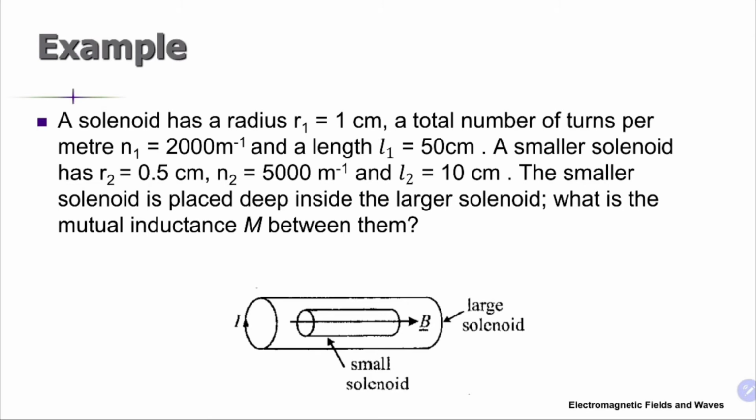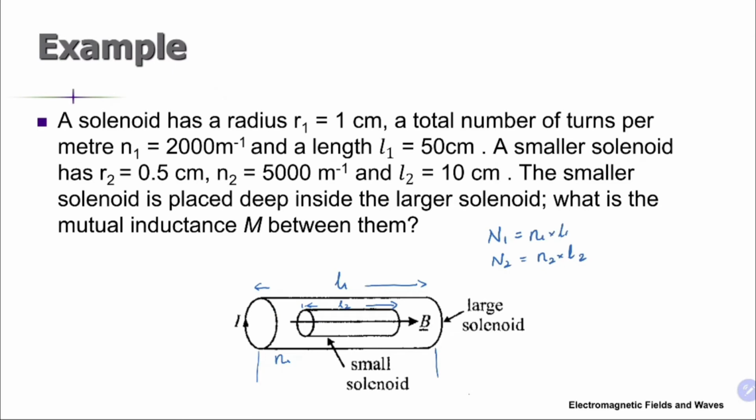Okay, so this one has a length L1, and this has a length L2. And then the number of turns of the circuits, you have N1, which is 2000 per meter. So the number of turns, if you're interested to work out, will be N1 times L1, and then for the second it will be N2 times L2, if you want to work out the actual number of turns in the circuit or in the solenoid.